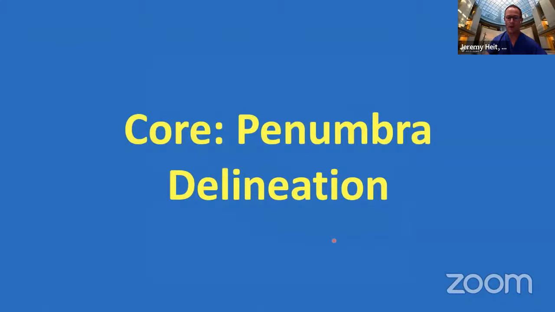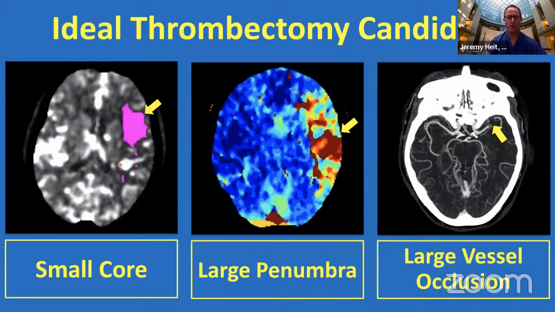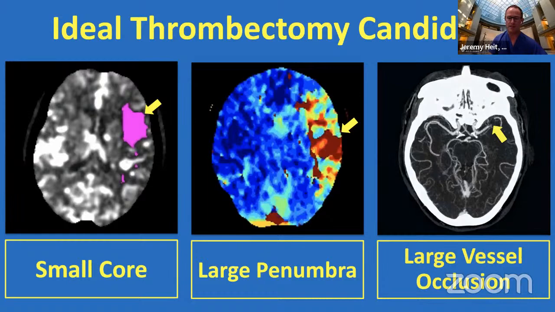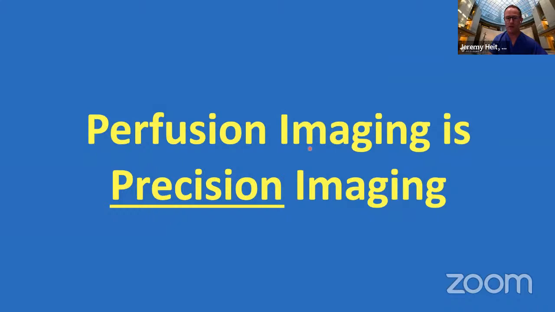Okay. So let's talk about core and penumbra delineation. We've put this slide up before. And again, what we really want to see is a patient with a small core and a large penumbra who has a large vessel occlusion. So let's spend a minute to talk about this distinction between core and penumbra. I'm going to make an argument that perfusion imaging is precision imaging.